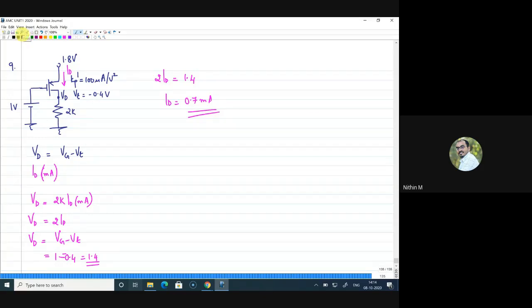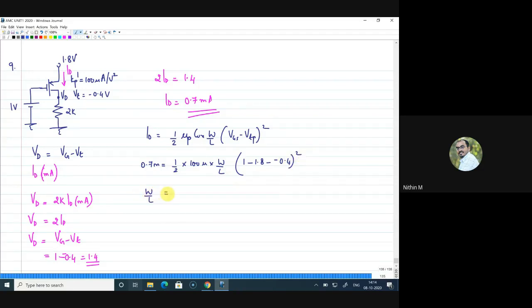Right. Now ID is this. But you are asked to find W by L. Now, if I know the ID equation to keep the transistor at the edge of saturation, I can use the same equation. It is mu p Cox W by L into VGS minus VTP the whole square. In this, everything is known. So 0.7 milliamps is equal to half into 100 microamps into W by L into VGS. VG is 1 minus 1.8 minus minus 0.4, the whole square. The only unknown is W by L. You will get the value of W by L from this.